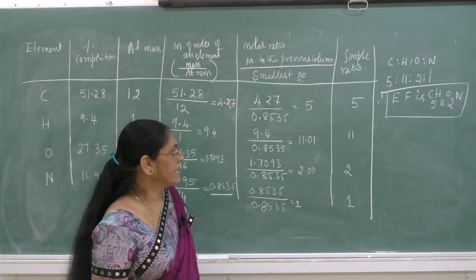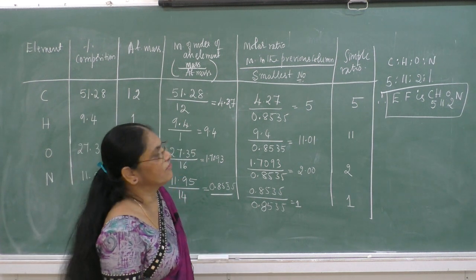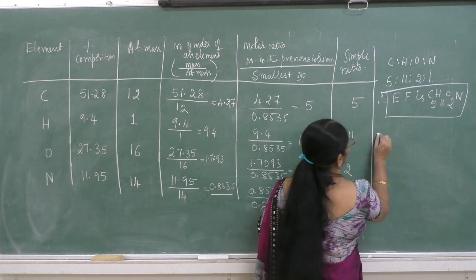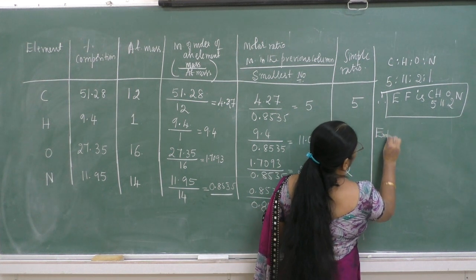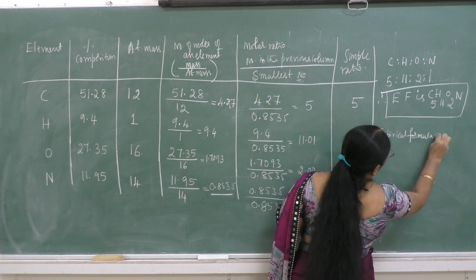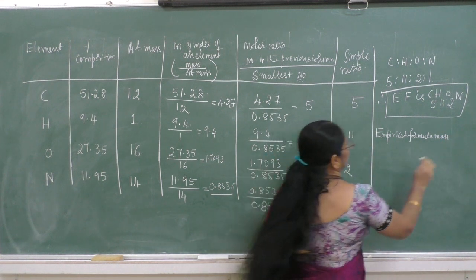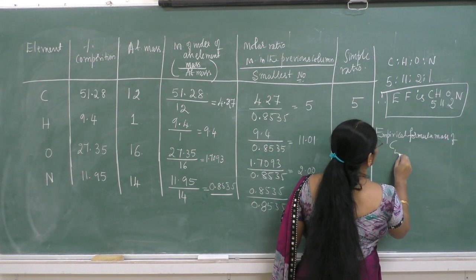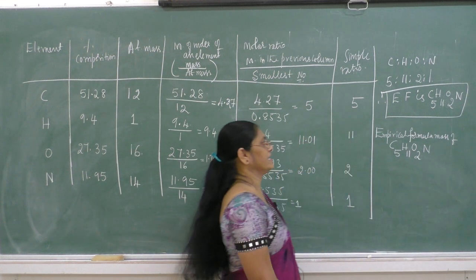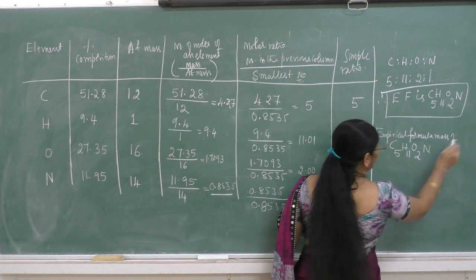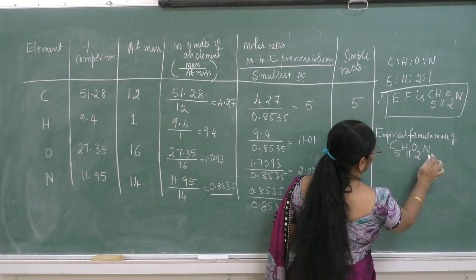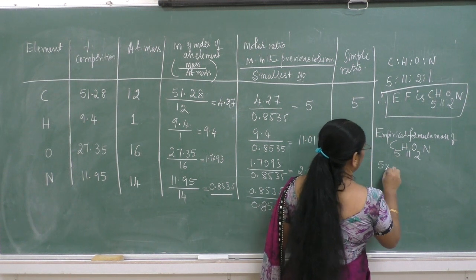Then we have to calculate the molecular formula of the compound. First calculate the empirical formula mass. The formula mass of C5H11O2N: first calculate the empirical formula mass. In the empirical formula C5H11O2N, there are 5 carbon atoms.